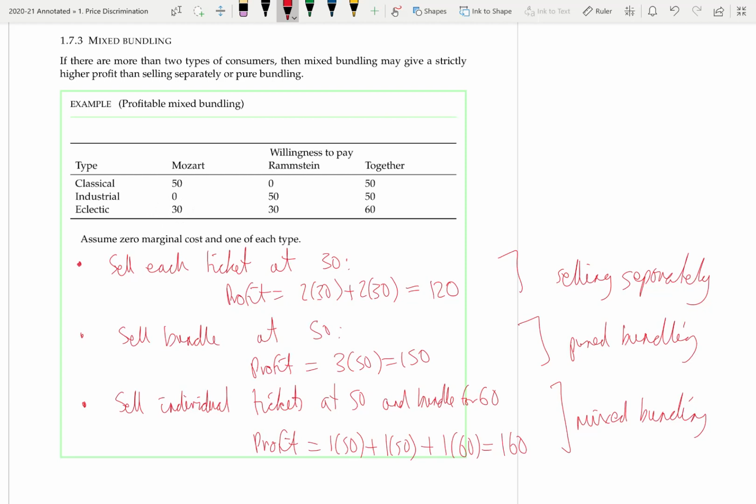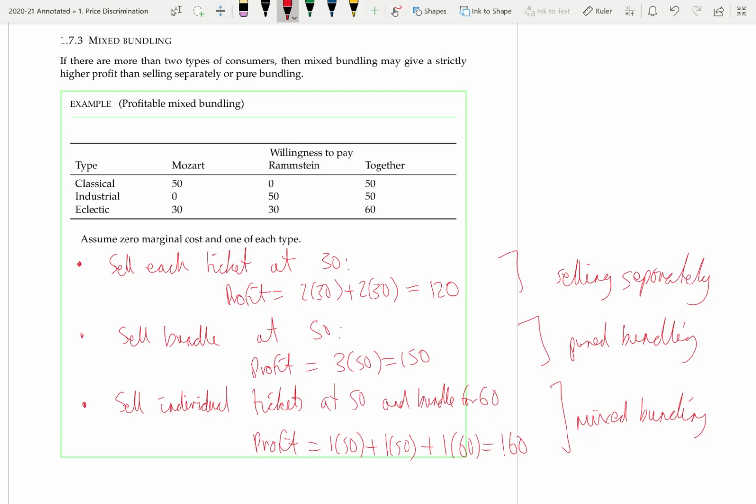One thing I should point out here is that with mixed bundling, you can always do just as well as you can by selling separately or pure bundling, because you can always price the bundle or the separate options so that no one will want to buy them. So you can always simulate selling separately or pure bundling by pricing options so they're very unattractive. For example, if we wanted to simulate pure bundling here, they could price the individual tickets at £1 million, and then no one's going to want to buy those. They'll only look at the bundle.